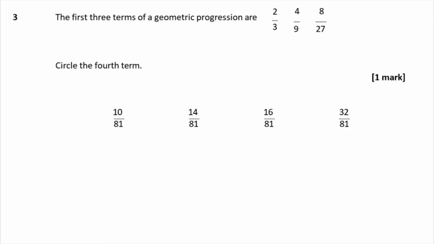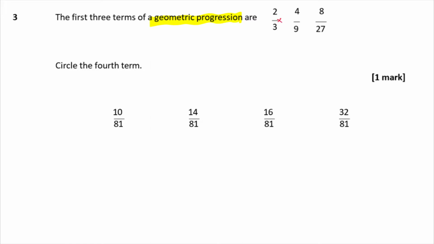Now, a geometric progression is a type of sequence where the next term in the sequence you get by multiplying the previous term by a number. Okay, we say it has a constant ratio, so the next term is always a constant ratio multiple of the previous one. So what is that common ratio? Well, let's have a think about it.